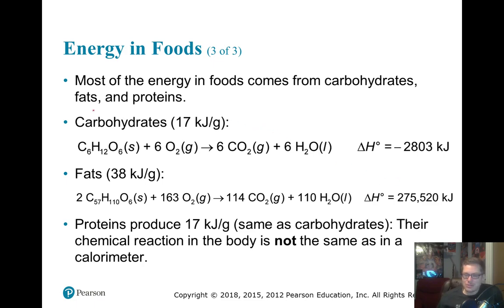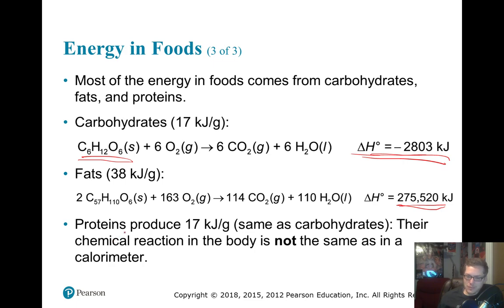All right, so energy in foods, most of the energy we care about comes from either carbohydrates, fats, or proteins. For carbohydrates, the general example is sugar, C6H12O6, glucose, and this is the delta H of reaction of combusting this carbohydrate. And then fats are combusted in your body, and look how much more energy one fat gives off. That's probably because there are way more bonds being broken and formed. You're forming 114 molecules of CO2 for every 2 molecules of fat being burned, whereas with carbohydrates you're only burning 6. Big difference.